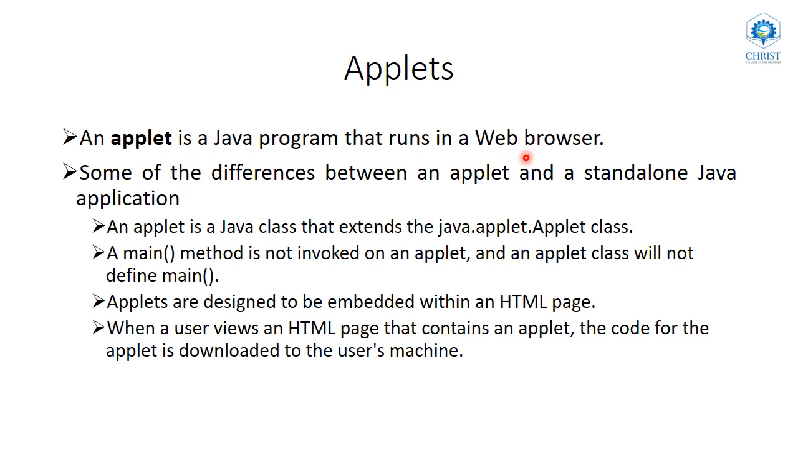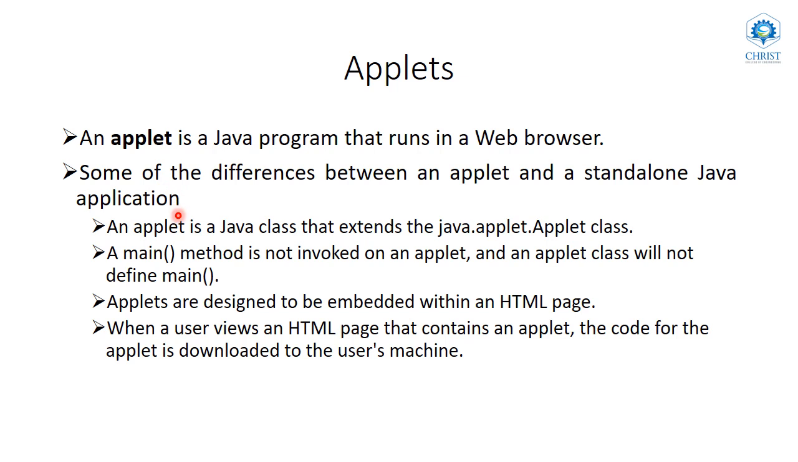So far we have seen so many Java programs, but all of them were standalone programs because they were executed in our own systems. But by using Java we can write some programs which can be run inside the web browser. Examples of web browsers are Google Chrome, Mozilla Firefox, Internet Explorer, etc. So we can write Java programs which can be run inside the web browser. Such programs are known as applets.